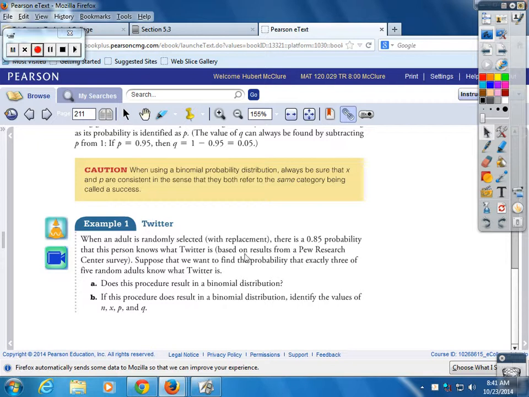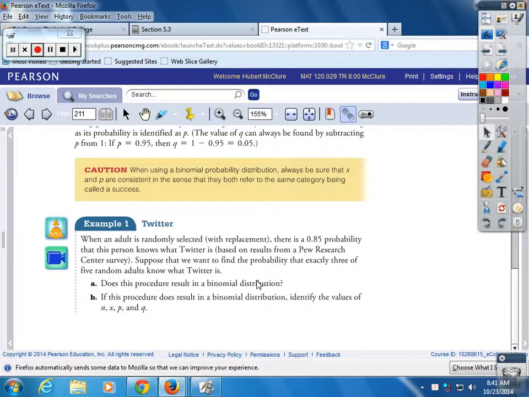When an adult is randomly selected with replacement, that with replacement means that it does not affect the future outcomes, there is a 0.85 probability, so P is equal to 0.85. What is Q equal to? 0.15. So that's how you get P and Q.